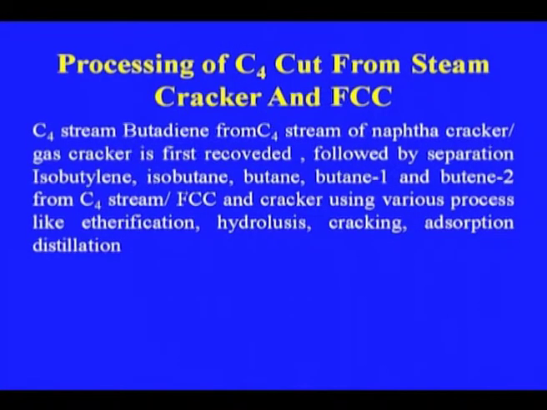From the C4 stream of the naphtha cracker, the butadiene gas is first recovered. It is higher in the naphtha cracker, and less in the gas cracker, followed by separation of the isobutene, because the first stage is the separation of butadiene from the other C4s: isobutylene, isobutene, butene 1, butene 2. From the C4 stream, FCC and cracker, we use various processes like etherification, hydrolysis, cracking, adsorption, hydroisomerization, all those processes for the separation of the various streams. Adsorption is also used, like the Olex process, for the separation of some of the close boiling point olefins, as in the separation of butene 1.